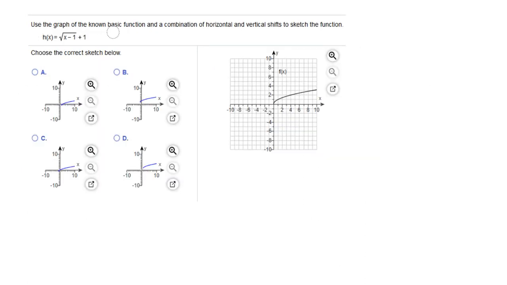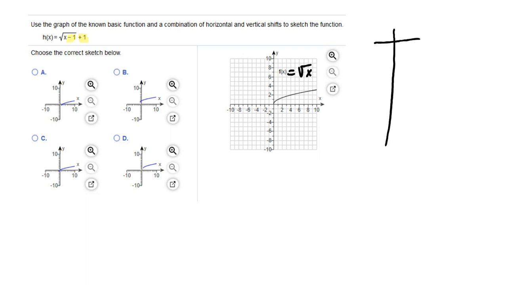Use the graph of the known basic function and a combination of horizontal and vertical shifts to sketch the function. Our function is h of x equals square root of x minus 1 plus 1. Now this is the graph of f of x equals square root x. That's the basic graph. Notice that it doesn't have this -1 and the +1. It only has the square root of x. This is what the picture looks like, but I want to make sure you understand where this picture comes from.